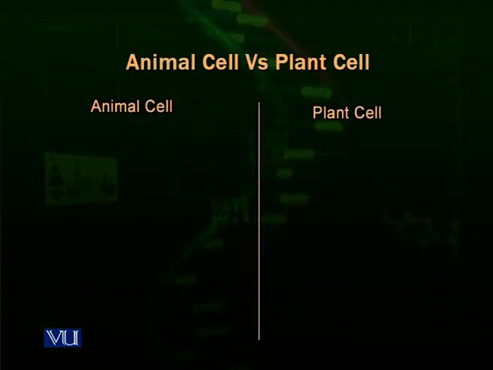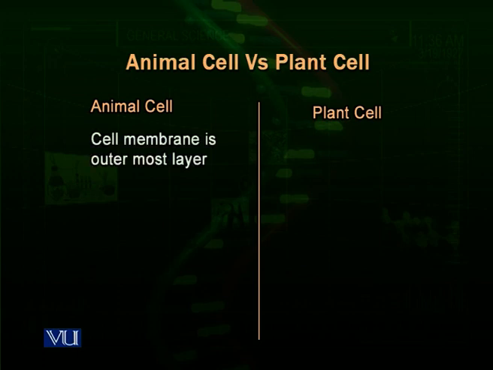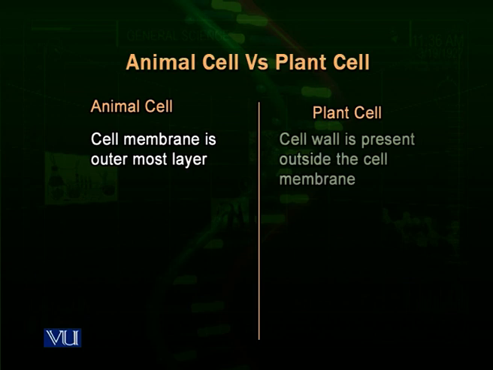Animal cells. In animal cells, the cell membrane or the plasma membrane is the outermost layer. But in plant cells, there is a cell wall that surrounds the cell membrane, which means that plant cells have the cell wall as their outermost layer. But in animal cells, the outermost layer is the cell membrane or the plasma membrane.